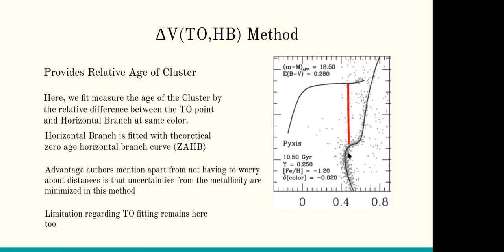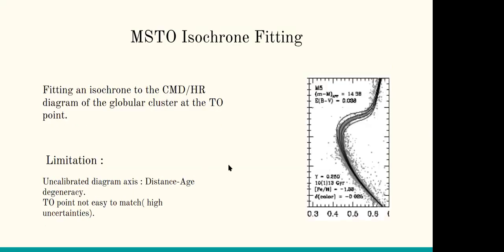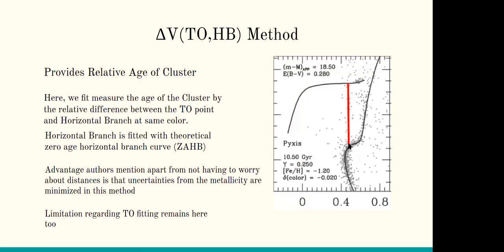So as we can see, the turn off point will eventually move downwards, and it means that the larger the difference between the horizontal branch and the turn off point, the greater the age of the globular cluster. In this method, we have removed the age distance degeneracy that was a problem in the previous method, but there is still a problem of turn off fitting. Another advantage of this method, which the authors have mentioned, is that the uncertainty from the metallicities is minimized. As the theoretical isochrones take metallicities as input, the uncertainties in age arising from metallicities are minimized in this method, as both the horizontal branch and turn off point shift in a similar way due to changes in metallicity.